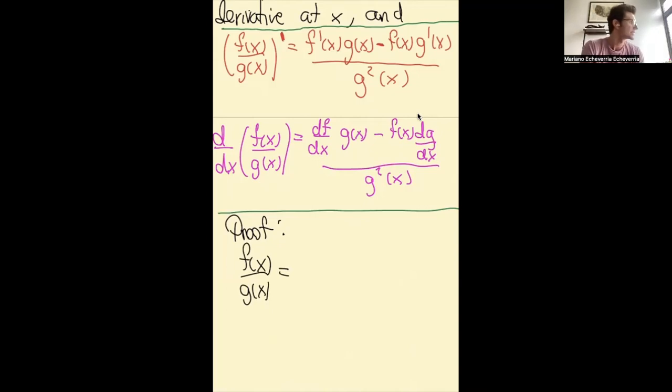Or let me ask it this way. Is there a way to think of a ratio as a product? What can I multiply? What is this equal to? If I wanted to think of this as a product, what should I put here? 1 over g of x. Good.